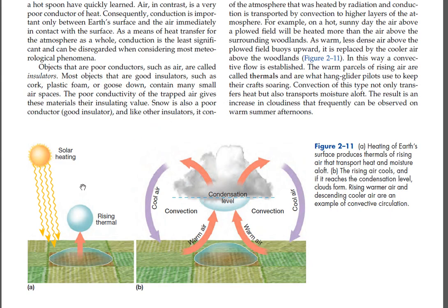The warm parcels of rising air are called thermals and are what hang glider pilots use to keep their crafts soaring. Convection of this type not only transfers heat but also transports moisture aloft. The result is an increase in cloudiness that frequently can be observed on warm summer afternoons.